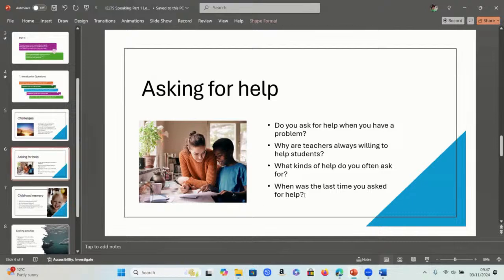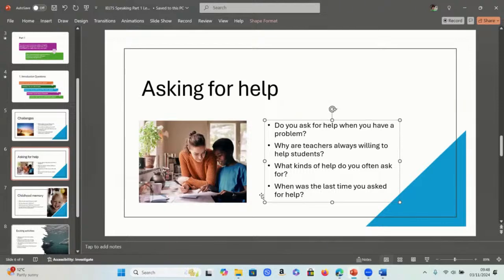Looking down at the bottom here, when was the last time you asked for help? So this one is testing your past simple. So you cannot use present perfect in that, but you can still use the sentence stems. So when was the last time? Well, the last time that pops into my mind is, or the first one that comes to mind is when I was a child about 5 years old. You just use the same sentence frames.